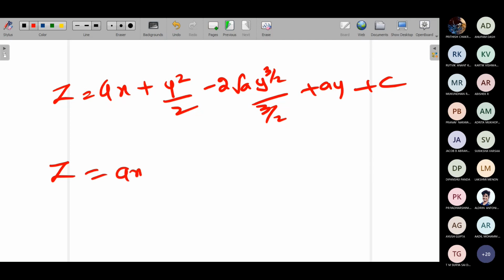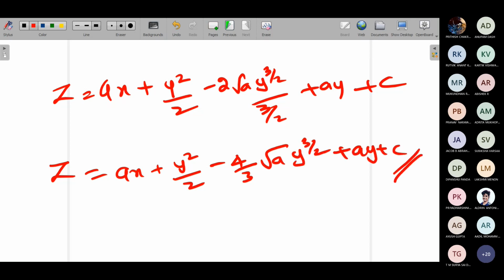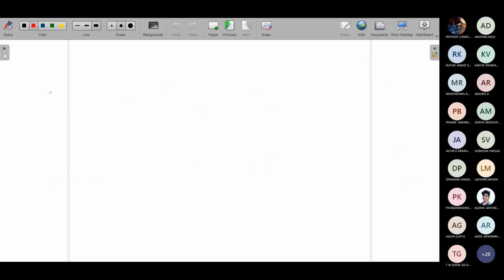Now you can rewrite this as ax plus y square by 2 minus 4 by 3 root a into y power 3 by 2 plus ay plus c. That's all. Is it clear? So this is the way you will solve when the equations involve x, y, p, q, that is p, q, x, p, q, y, and p, q, z. Now we will see the last type in this, type 4.